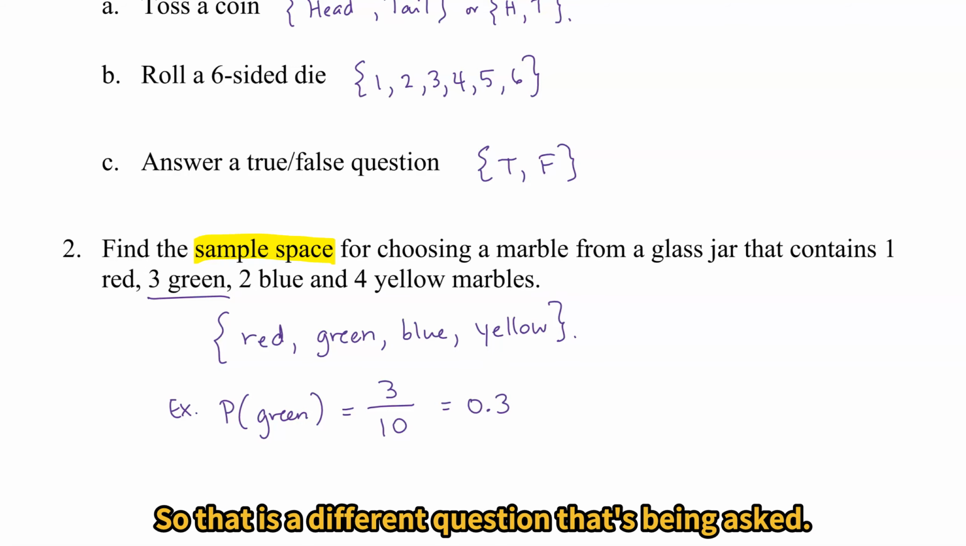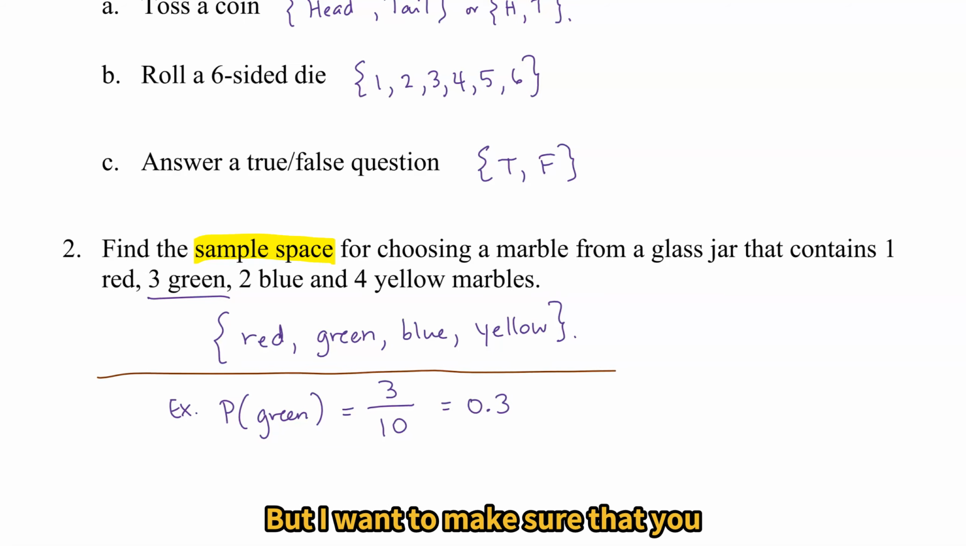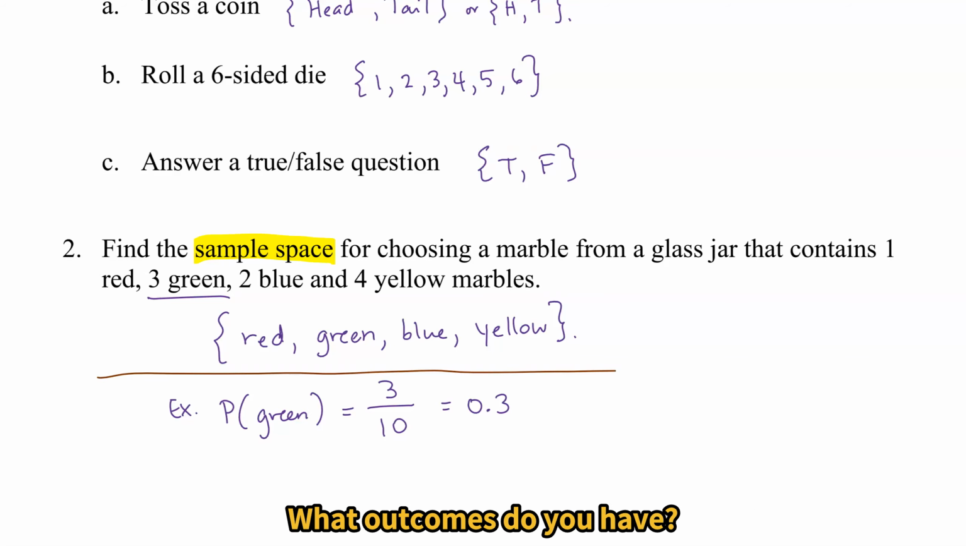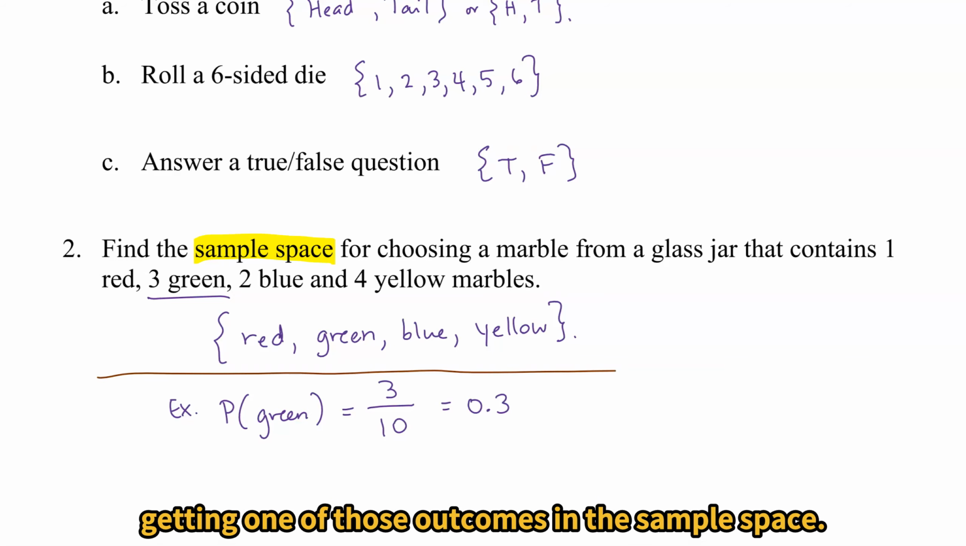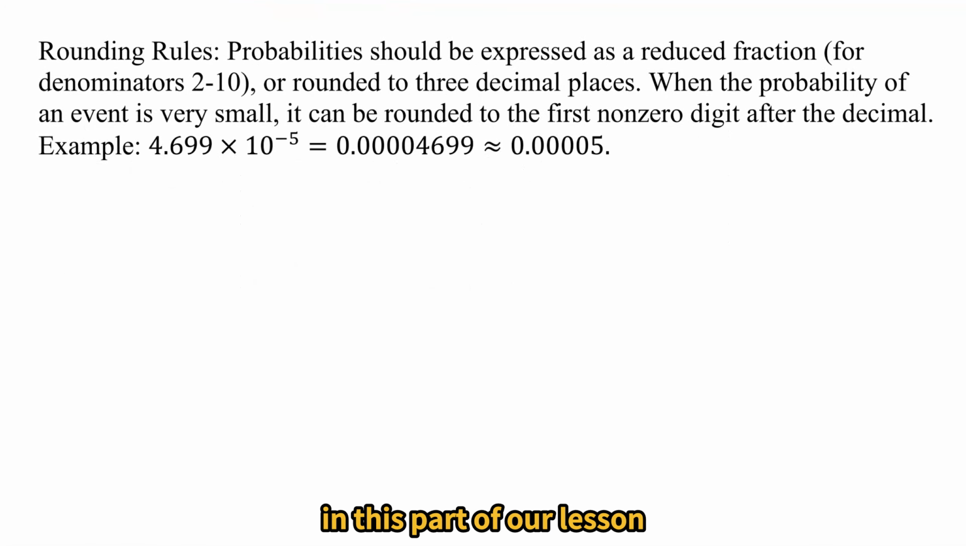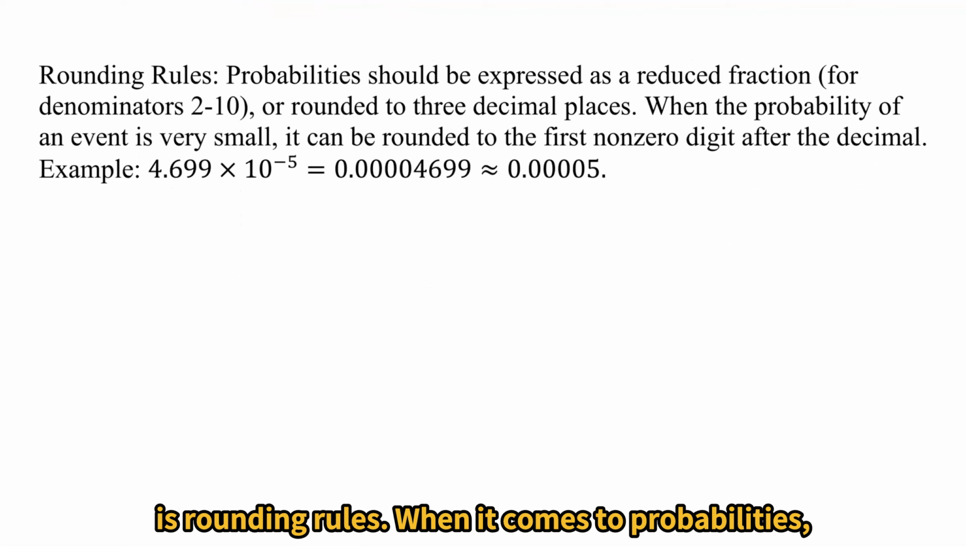So that is a different question that's being asked, but I want to make sure that you have a comparison between the two. The sample space is listing out the outcomes. What outcomes do you have? And the probability is the actual numerical calculation of getting one of those outcomes in the sample space. All right. The last thing I want to talk about in this part of our lesson is rounding rules.